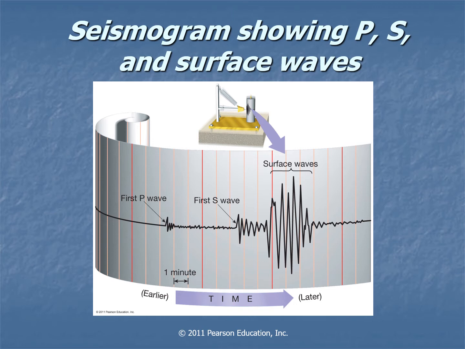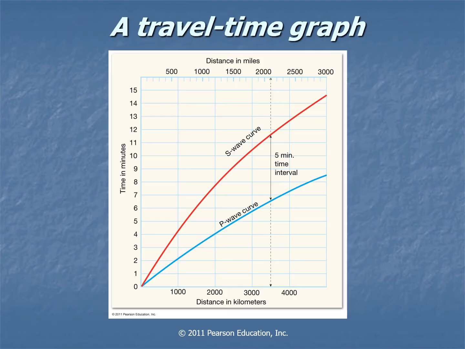So your distance from peak to trough represents your amplitude of ground shaking. So between P waves, S waves, and surface waves, which of these waves has the largest amplitude of ground shaking? And the answer is surface waves. So here's what one of those travel time graphs looks like.